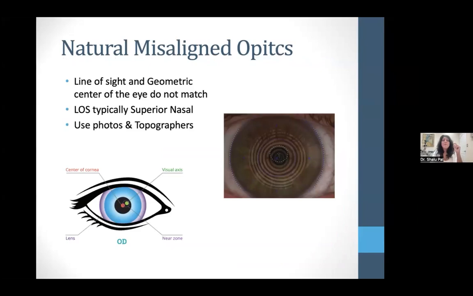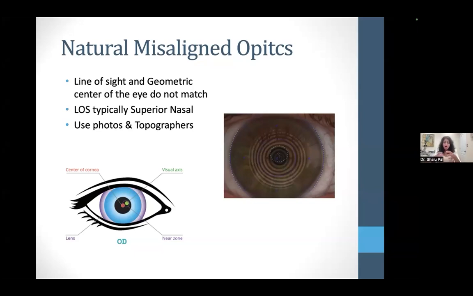Let's talk about misalignment. Our line of sight and the geometric center of our eye don't always perfectly line up. In the past, I would see this when my staff would put a patient in a topographer and say, okay, I want you to look up two rings or over two rings, and they would have to try and move in order to get lined up so the rings were centered on the cornea. And I would say, they're not lined up. Their angle kappa is too big. Well, how does this impact what we're doing with multifocals?